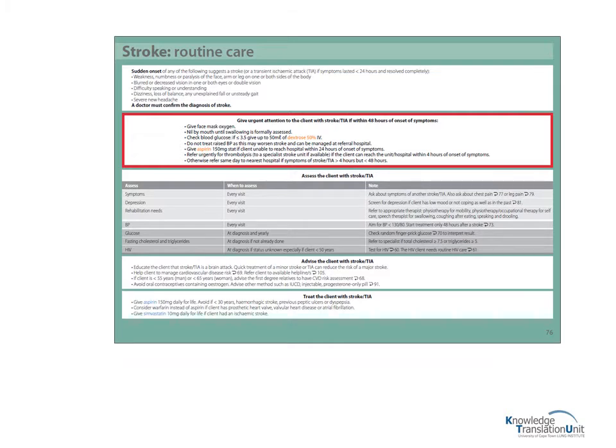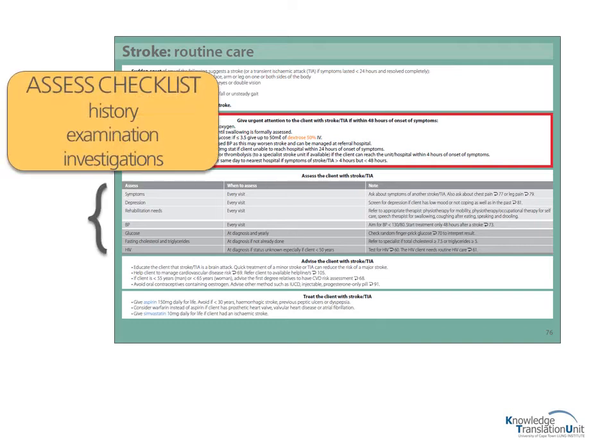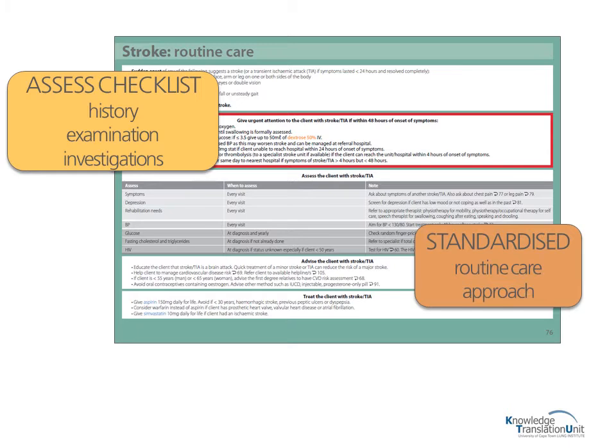Routine care has been standardized across all these conditions, using checklists for history, examination, and investigations, organized into a simple assess, advise, and treat format. Screening for common comorbidities is promoted, and referral of the patient needing adherence support to the community care worker clearly indicated.